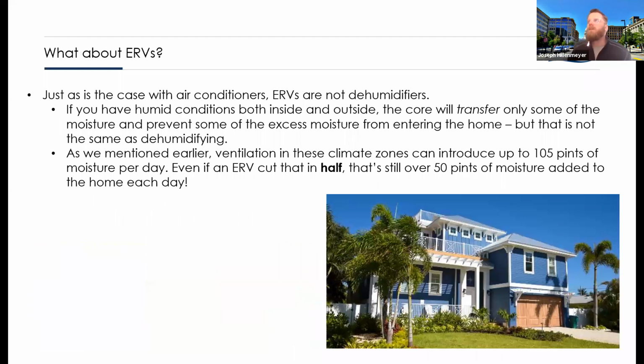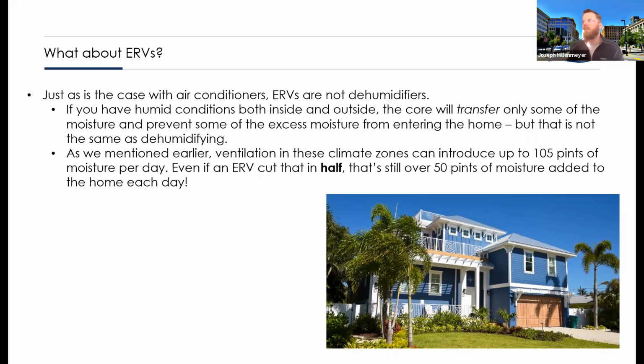Something else I just kind of wanted to approach was, well, what about ERVs in a climate zone like this? And I'm certainly not going to knock on ERVs. ERVs are great. They're a great solution, especially for energy goals. But in these climate zones, we certainly wouldn't recommend them as the first choice, because much like air conditioners, they're simply not dehumidifiers. That's not what they do by nature. They're only going to be having an impact on that humidity when they're ventilating, and that's going to be hamstrung by what the rates of humidity are inside and outside of the house.